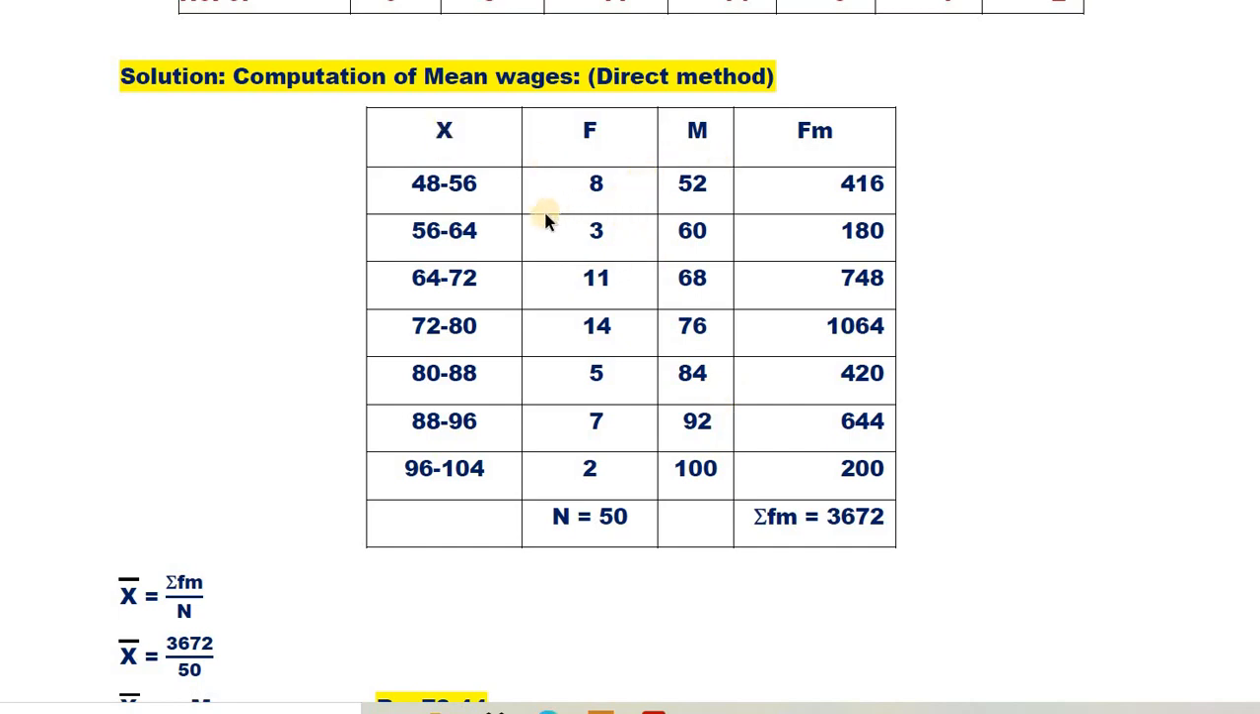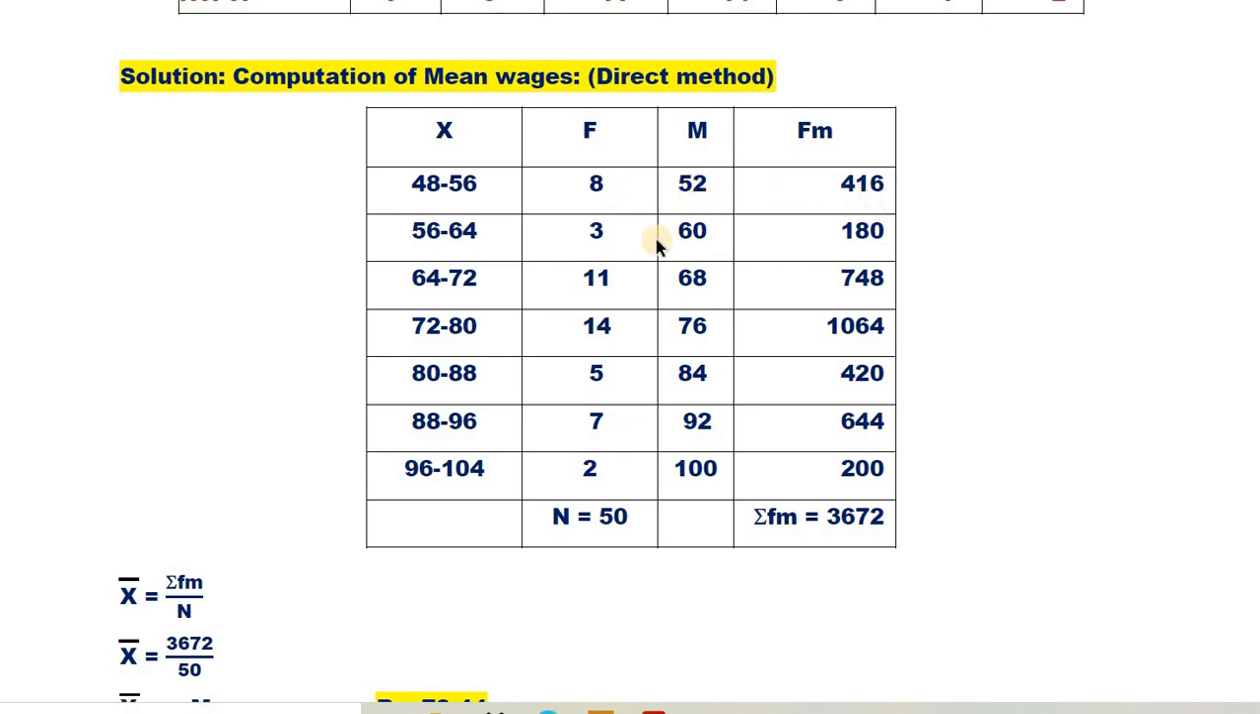And the midpoint we have to calculate for each class interval. The midpoint can be calculated by adding the lower limit and upper limit and then dividing by 2. 48 plus 56 divided by 2, you get 52. Then 56 plus 64 divided by 2, you get 60. And similarly, you have to calculate the midpoint for the other class intervals. Then we have calculated the midpoints as 52, 60, 68, 76, 84, 92 and 100. And the next step is to calculate fm. fm is frequency multiplied by midpoint.